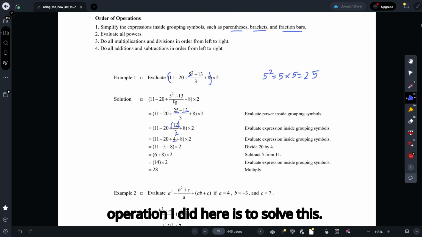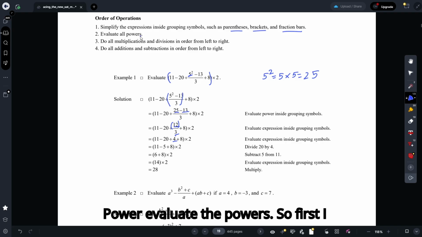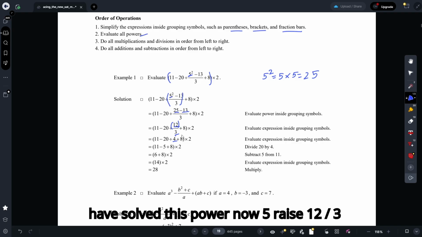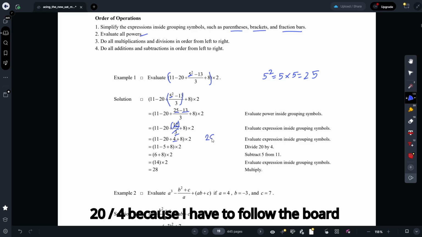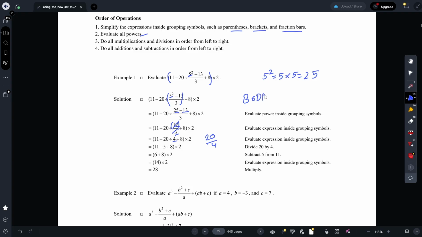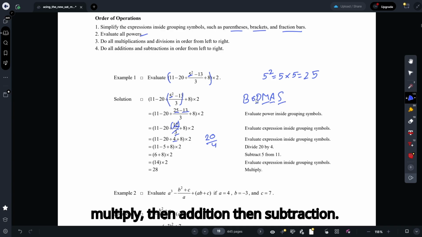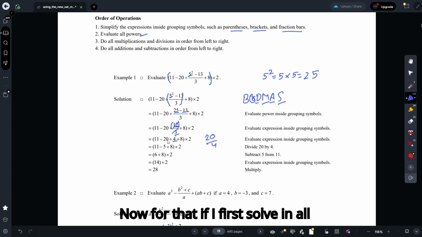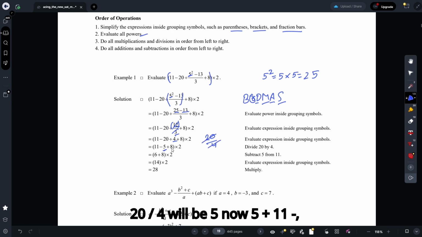The first operation I did here is to solve this power, evaluate the powers. So first I have solved this power. Now 12 divided by 3, if I divide, this will be 4. Now 20 divided by 4, because I have to follow the BODMAS rule: here I have to first divide, then multiply, then addition, then subtraction. So I will solve divide first. 20 divided by 4 will be 5. Now 11 minus 5 will be 6, and 6 plus 8 will be 14. 14 into 2 is 28.